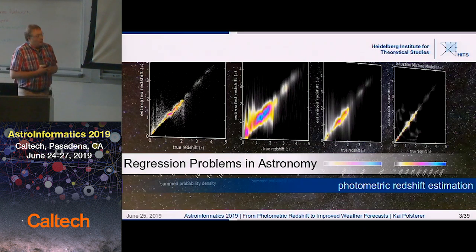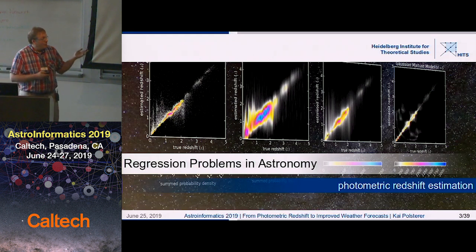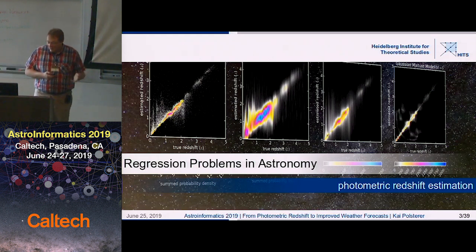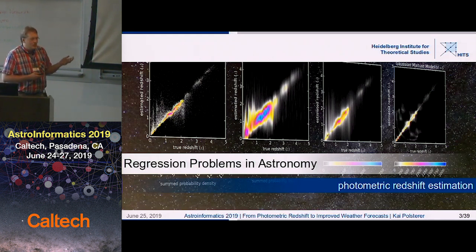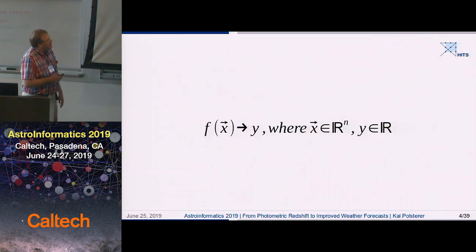So we often have to deal with regression problems in astronomy. And one example for regression problems here actually is how do we derive redshifts photometrically? How do we estimate redshifts photometrically? And therefore, we have to solve those regression problems. And it's really that simple thing.